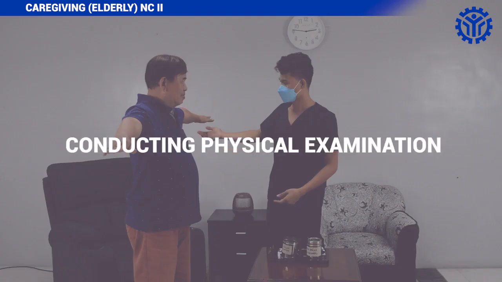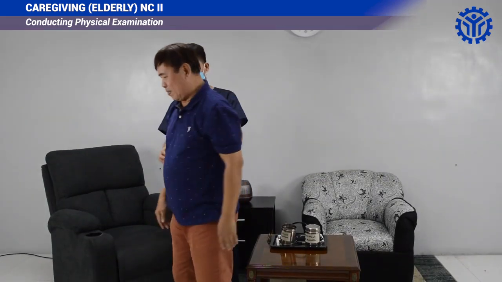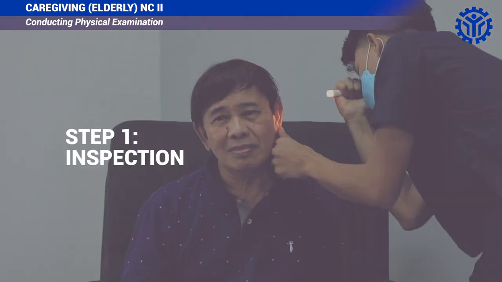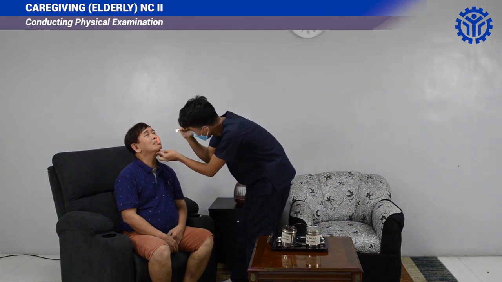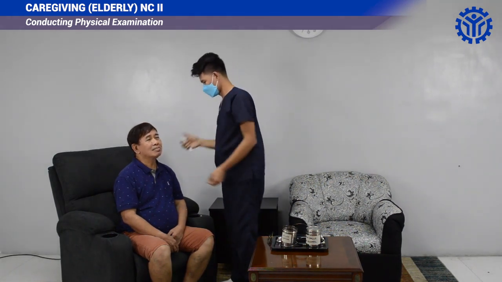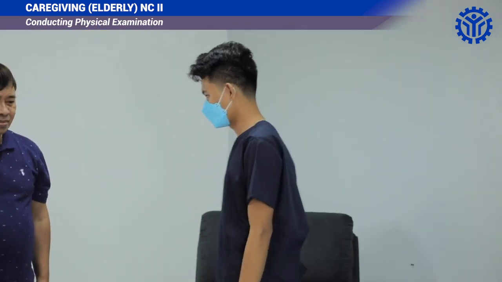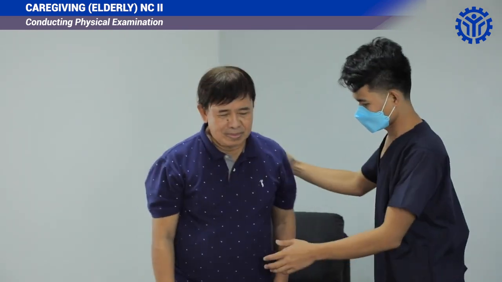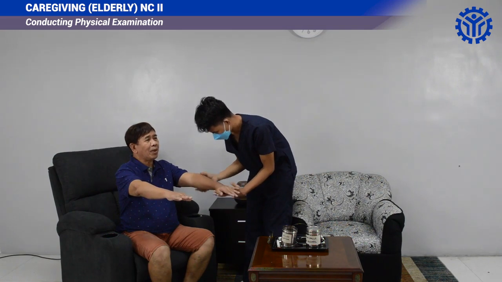Conducting physical examination. Here are the steps on how to conduct physical examination. Step 1. Inspection. Inspect each body system using your vision, smelling, and hearing to check for normal conditions and differences. As you assess each body system, check for color, size, location, movement, texture, symmetry, odors, and sounds.